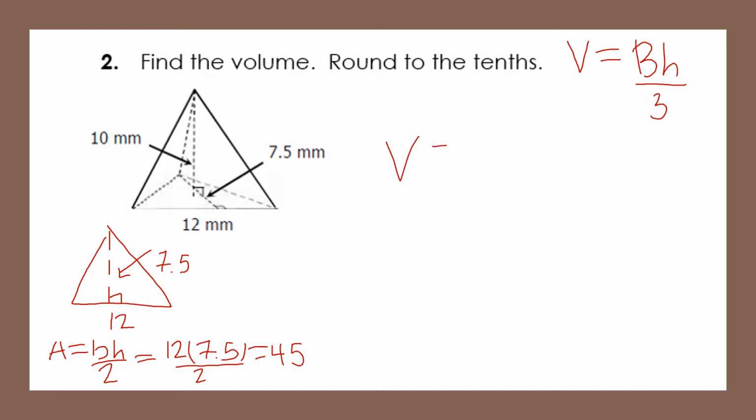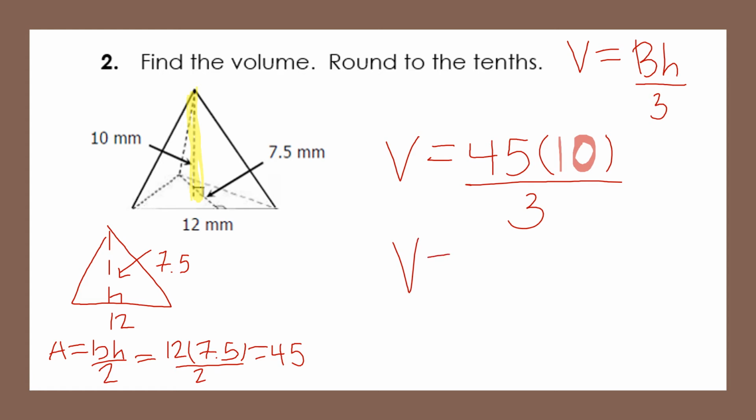So the volume equals 45 times, let's look for the height. Again, when we're looking at the height, we want to make sure that it's perpendicular. So we can see right in the middle, we've got this dashed line, it's got the perpendicular sign, and it is 10. So the height of this pyramid is 10. So if we do 45 times 10 and then divide by 3, we will get our volume. So our volume should be 150. Our unit is millimeters, and because it's volume, we're going to cube it.